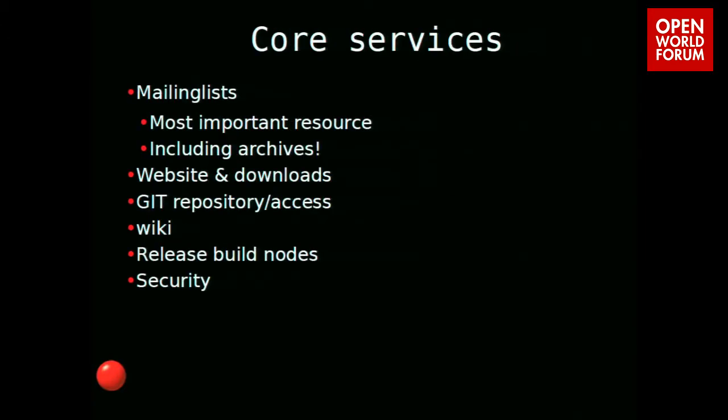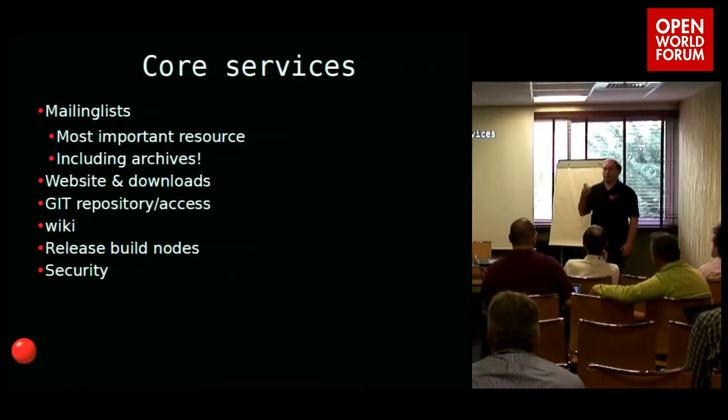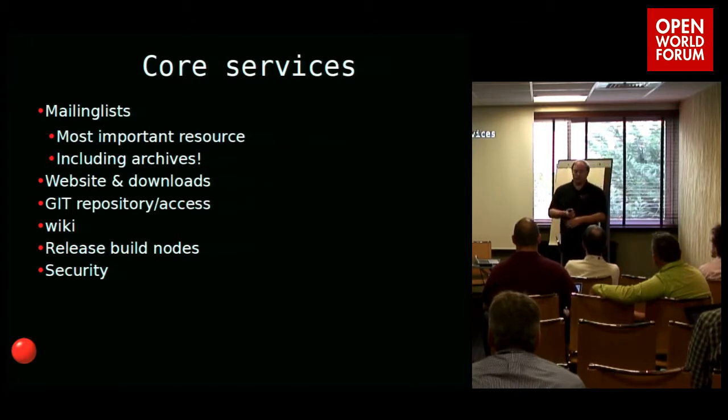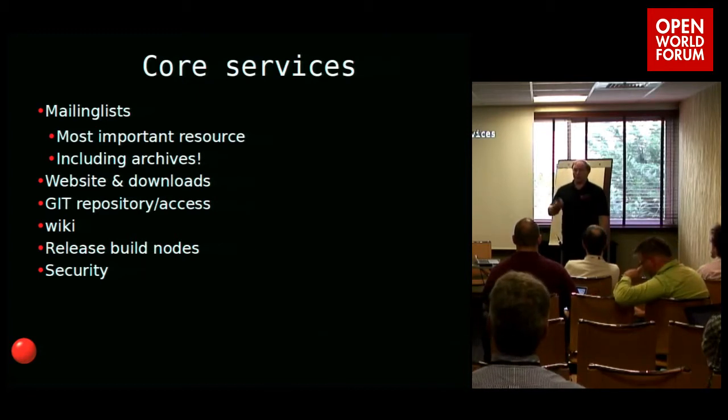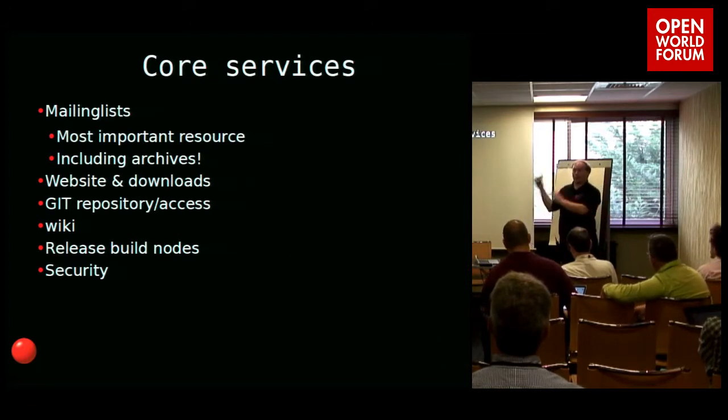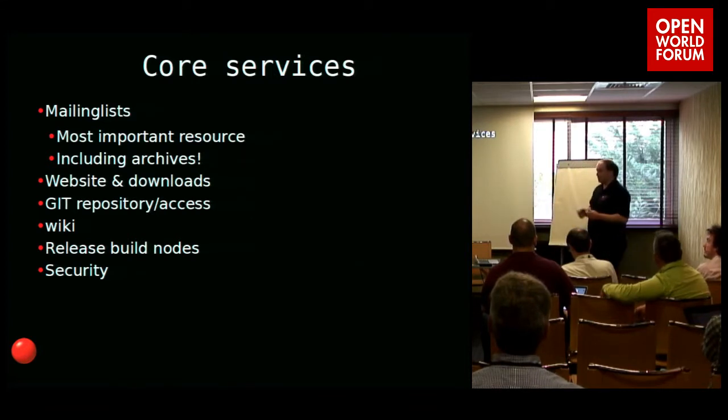But if we look at the services, what are the actual really important services that we need for Postgres? As mentioned, the same with Apache, we live and breathe on the mailing lists. We do have discussions elsewhere as well. We have IRC channels, we have whatnot. But just as with Apache, if the decision doesn't happen on the mailing list, it doesn't happen. If it happens anywhere else, that has to get reposted to the mailing list because that's where the actual decision and things are happening. So really, the mailing lists are the most important resource.